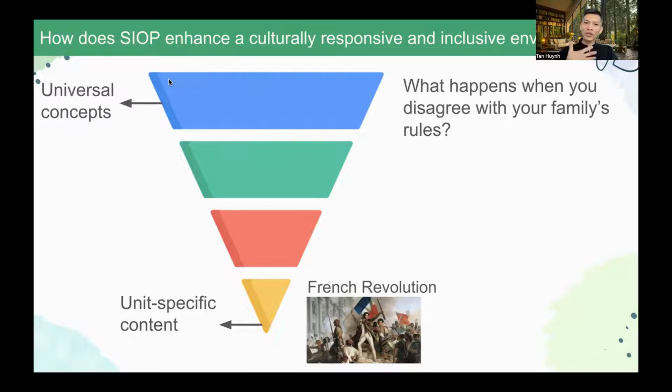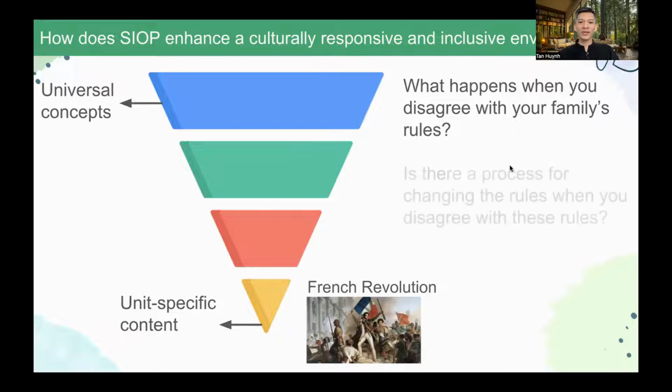So you ask them something that's universal. You ask them, what happens when you disagree with your family's rules? That makes sense because that's what revolutions are about. People, citizens disagreeing with the rules created by their government, right? Or the king or the queen or whatever. And so there's a disconnect. We first start with something that's connected to them. They all disagree with their family at times. I know I did. And so we bring that to them.